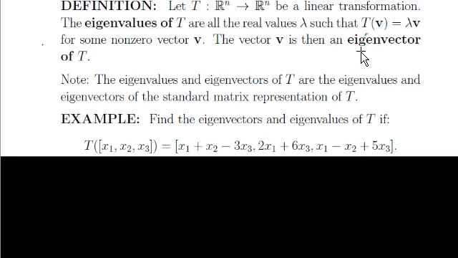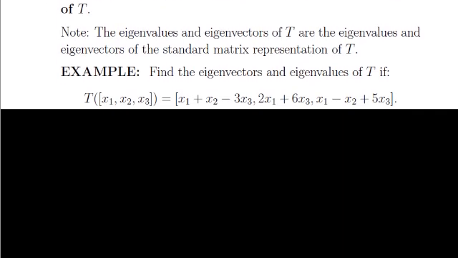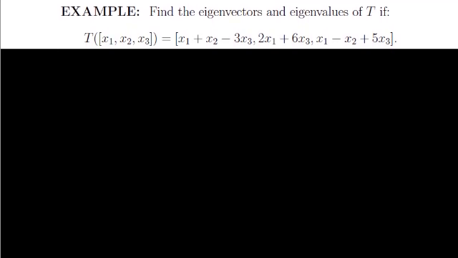Now, because T of V equals AV, where A is the standard matrix representation of T, eigenvalues and eigenvectors of T are eigenvalues and eigenvectors of the standard matrix representation of T. So let's try to find the eigenvalues and eigenvectors of this linear transformation. This is a linear transformation from R3 to R3. To find these eigenvalues and eigenvectors, we need to find the standard matrix representation of T.